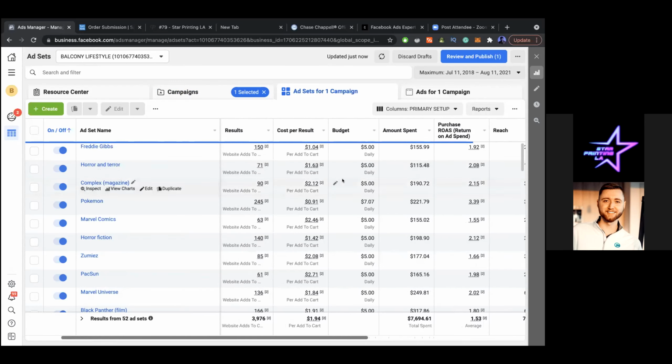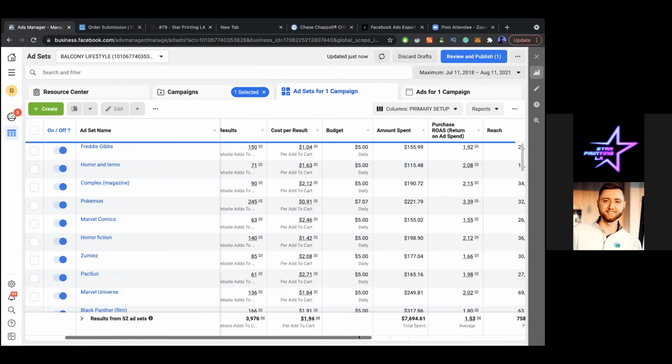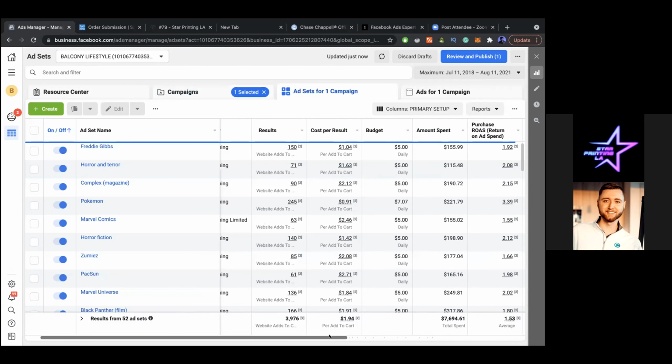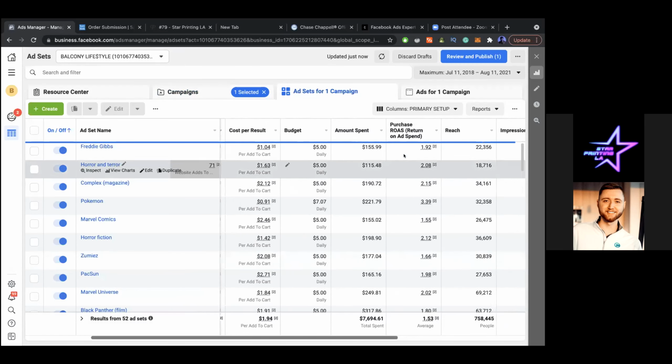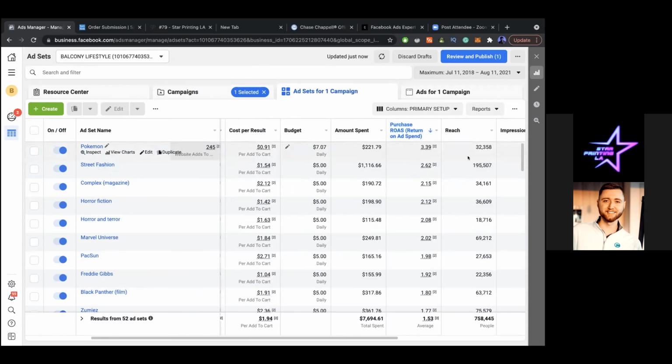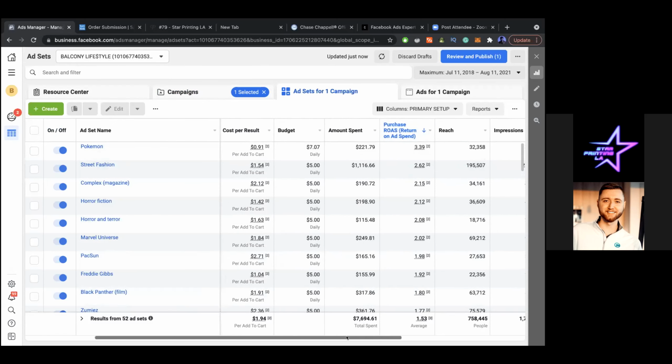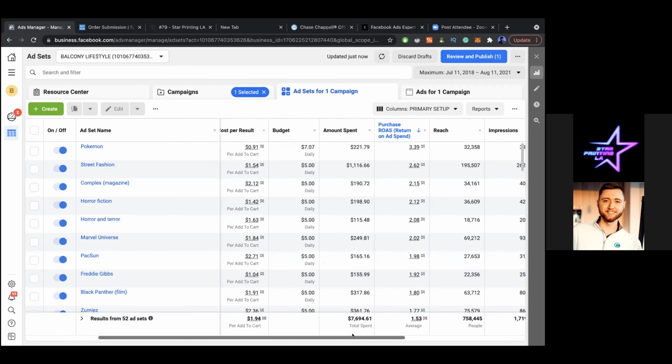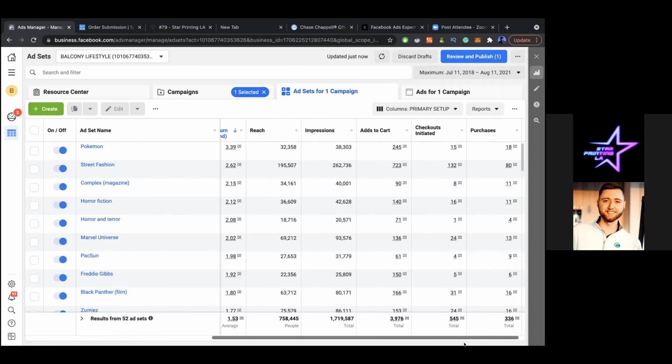So it hasn't really. Oh, these are add to carts. Yeah, that's what I'm saying. I cut them all off because we said so. But the ROAS, scroll to the right. I was able to get really high ROAS and multiple sales on this. Have you ever tested this with all purchases?